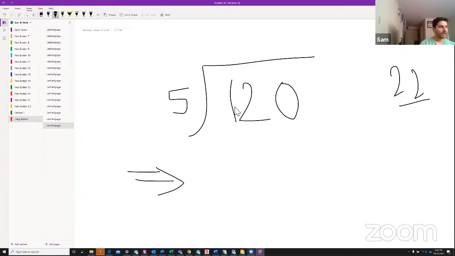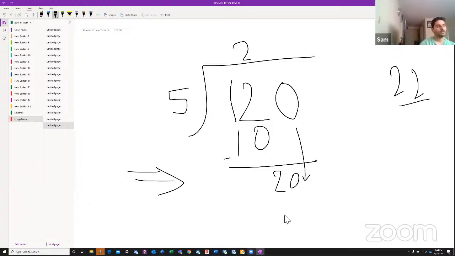Okay. So we have 120. The first digit is 1. 5 is greater than 1, so we have to take another digit. So we're going to take 2 digits right here, 12. How many times can 5 go into 12? 5 times 2 is 10. We're going to subtract. 12 minus 10 is 2. Then we're going to drop down that 0, so make it 20.